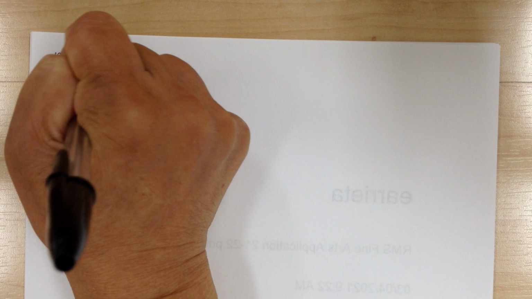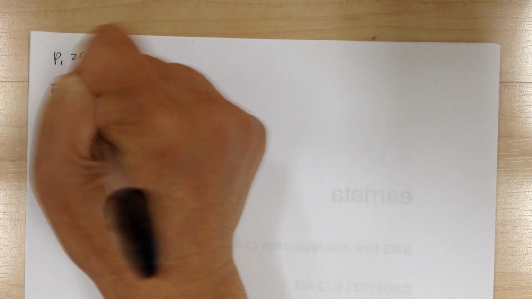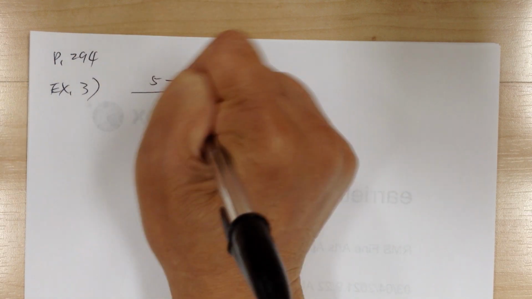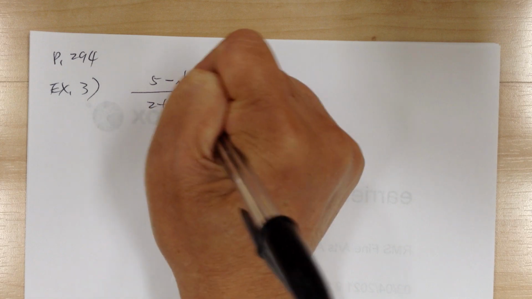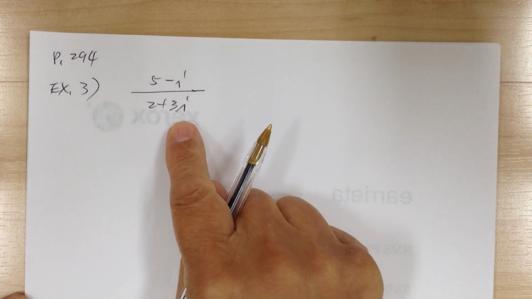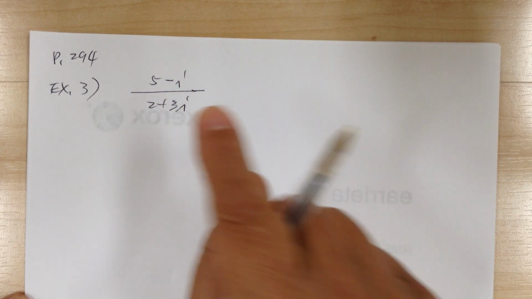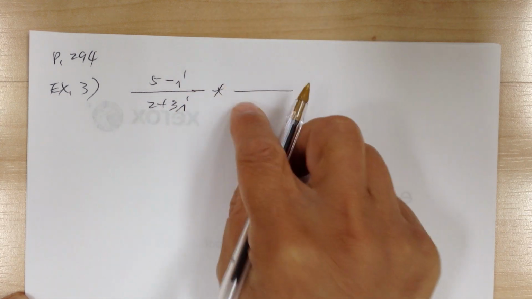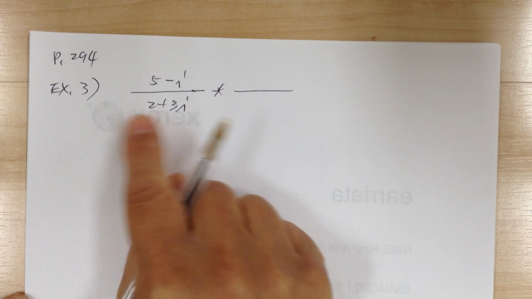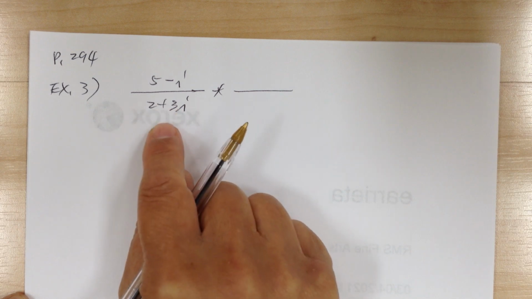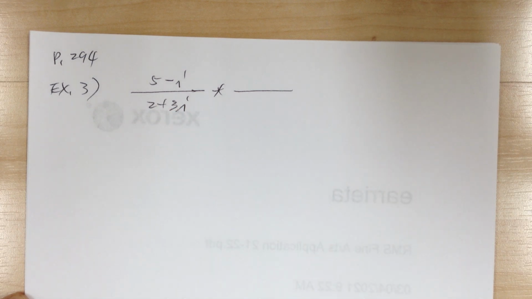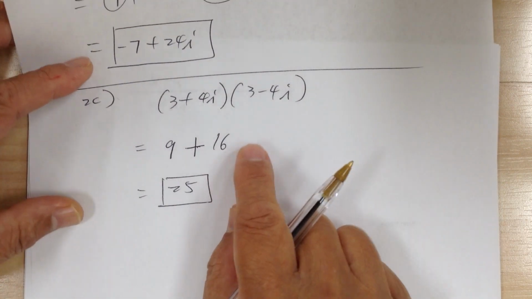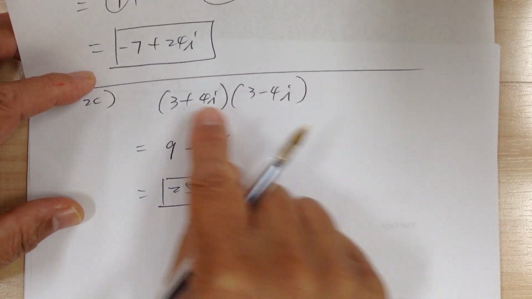Example 3. You have (5 minus i) over (2 plus 3i). Remember, we're not allowed to have an i in the denominator, so we have to get rid of the i. We cannot just multiply by i itself because there are two terms now. To get rid of the i, as in the previous example, we need a conjugate.